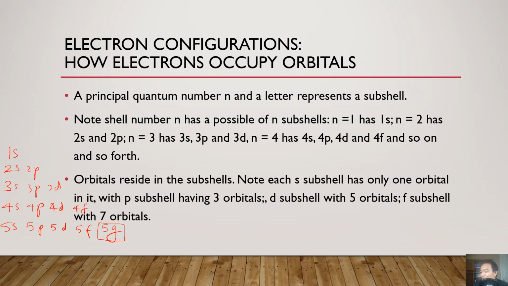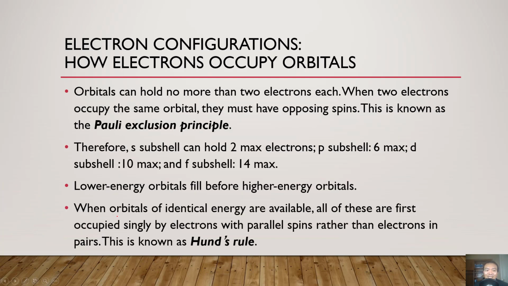Another thing we emphasized is that for each subshell, we should know how many orbitals are inside. Any s subshell, like 1s, 2s, or 4s, would have 1 orbital inside. P would have 3, d 5, and f 7. All right, now we are ready to do the electronic configuration. Almost ready, all right?